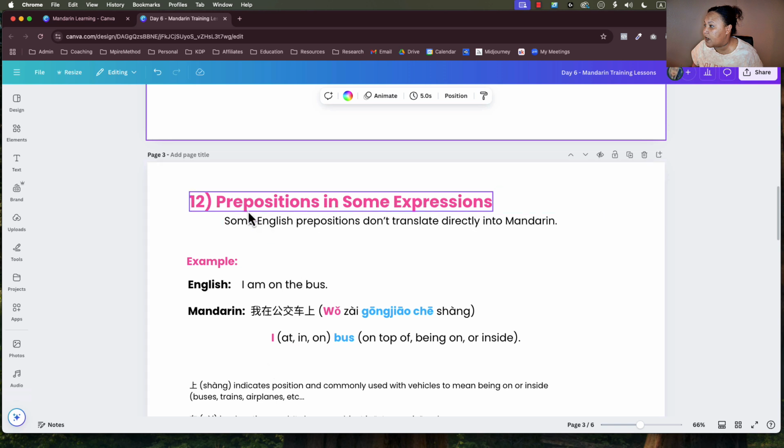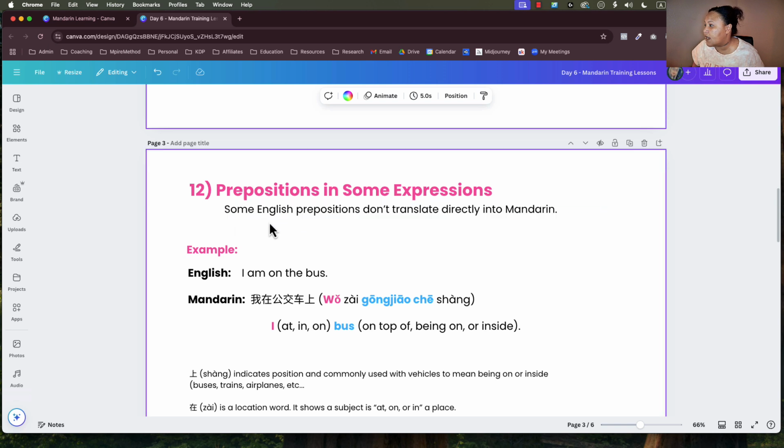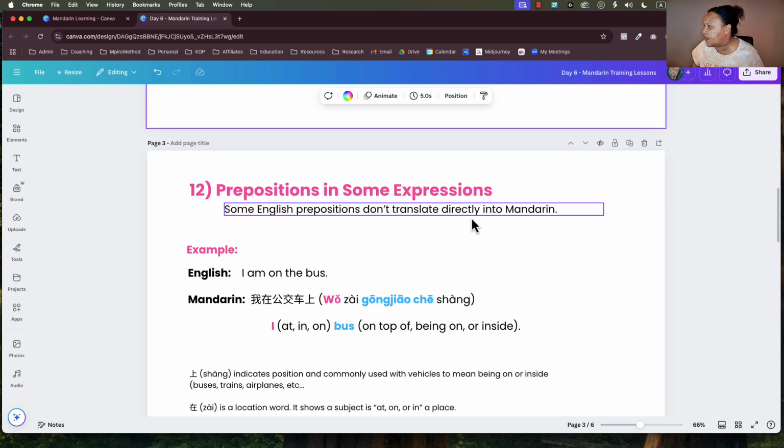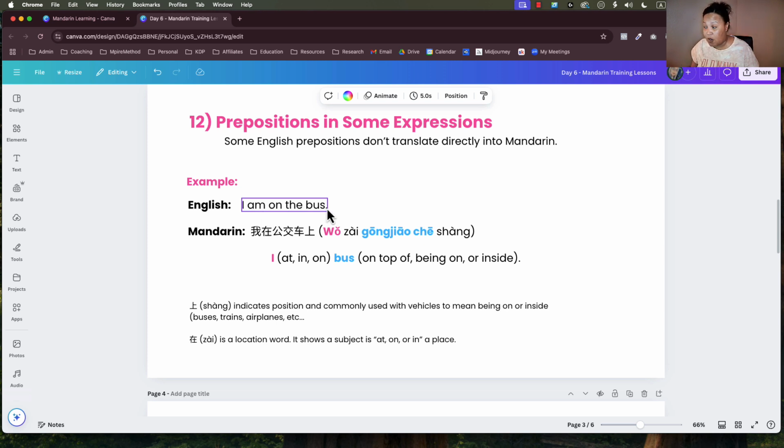Number 12. Prepositions and prepositions in some expressions. Okay, some English prepositions don't translate directly into Mandarin. Okay, so we know that. I am on the bus. And so if we're talking to somebody, on the phone or something, we might say, I am on the bus right now. I'm on the bus.